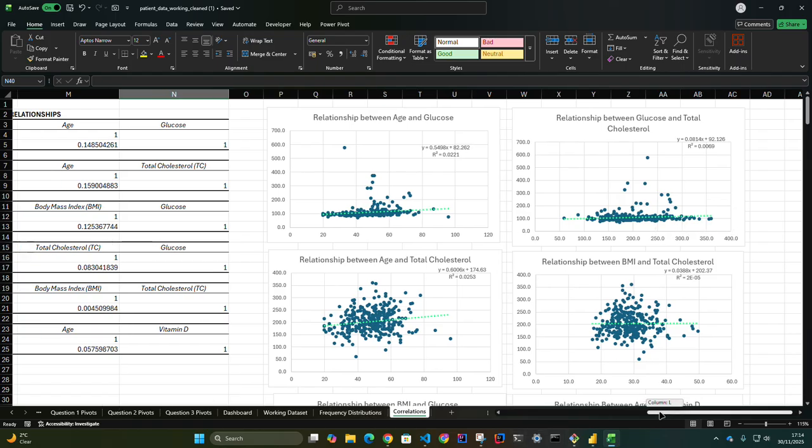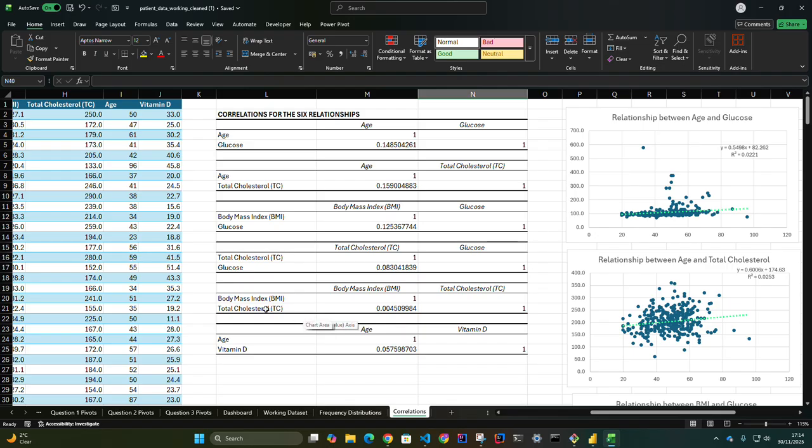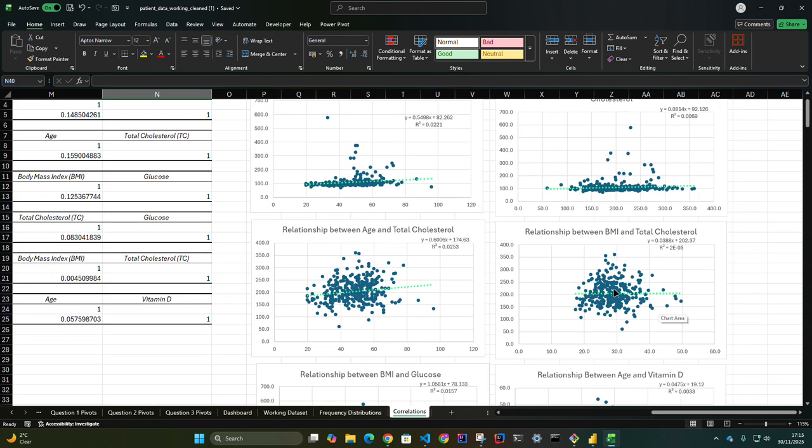For the fifth relationship, it is BMI and total cholesterol. This relationship is basically non-existent. You can see it's 0.0045, and the trend line, if I show you my chart, is pretty much flat. It kind of shows that BMI does not influence cholesterol levels at all in this data set. Just by looking at the scatter plot, it doesn't have any influence whatsoever.